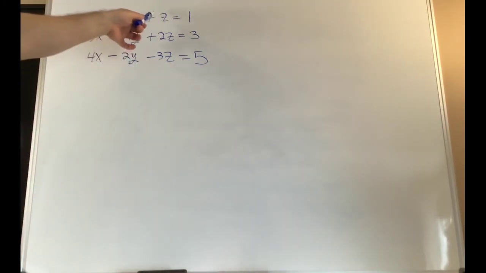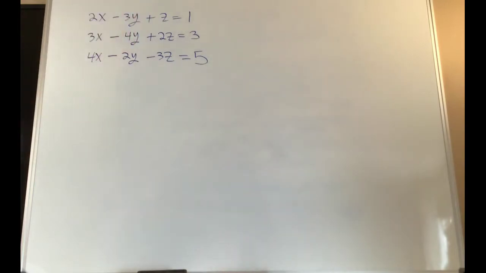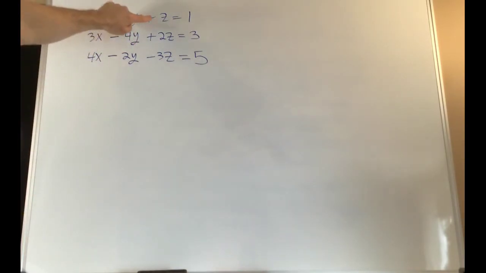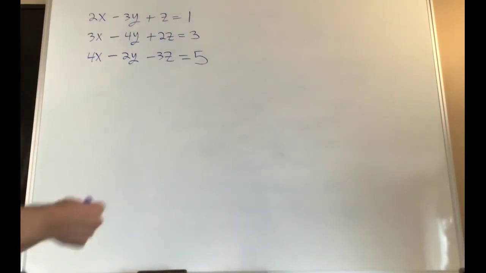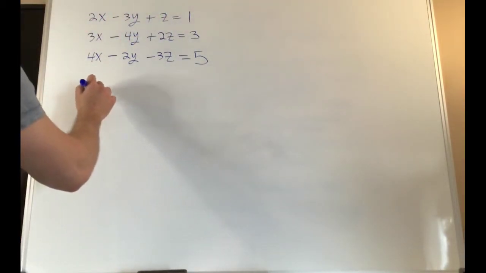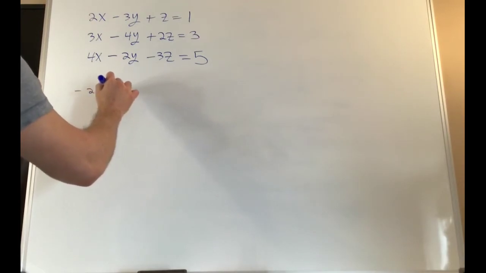There is a 1 here. I can turn this into anything I want easily. Let's say I'm going to use the top one and the middle one to eliminate Z. I'm going to multiply the top one by -2. That's going to be my first move. I'm going to take the top one, and I'm going to times it by -2.